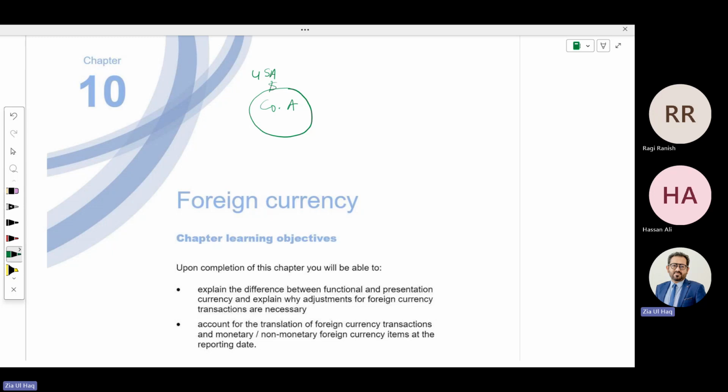They are trading with another company, that is say company B, and company B is say based in UAE. Whose currency is what? AED, the dirham.